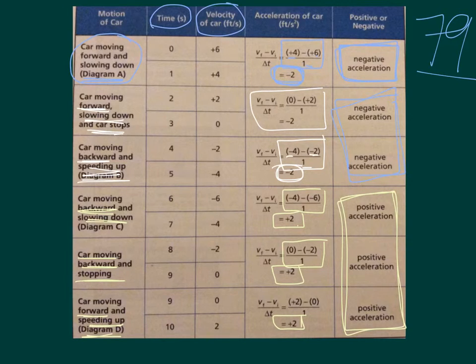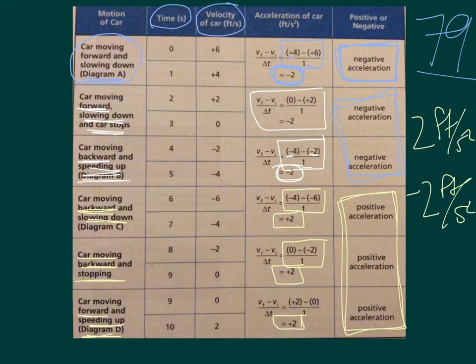So this car has a constant acceleration of positive 2 meters per second squared, or negative 2 meters per second squared. Again, it depends on the direction that the car is moving and whether the car is speeding up or slowing down.